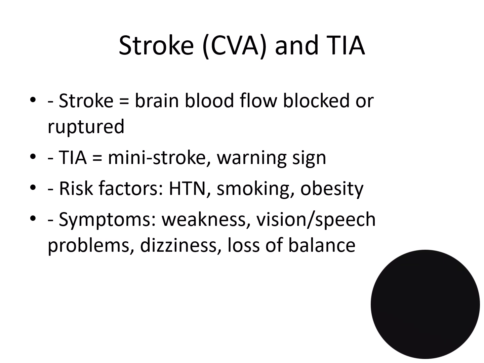A stroke happens when blood flow to the brain is blocked or a vessel ruptures. A TIA is a temporary blockage. Signs and symptoms include numbness, vision loss, confusion, difficulty speaking or walking.